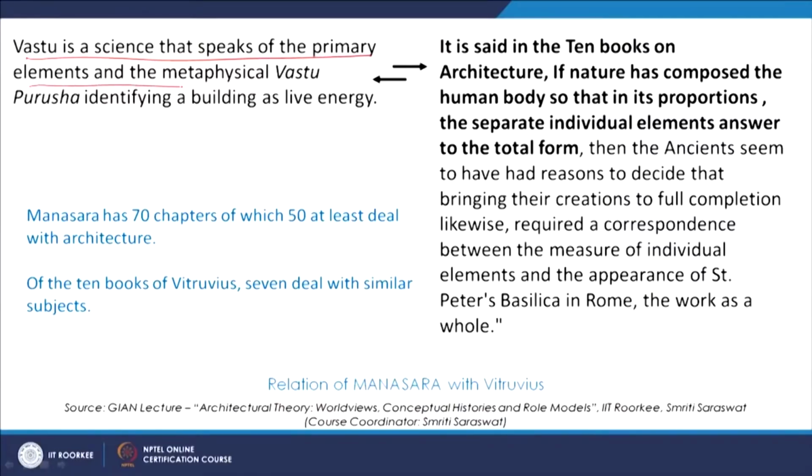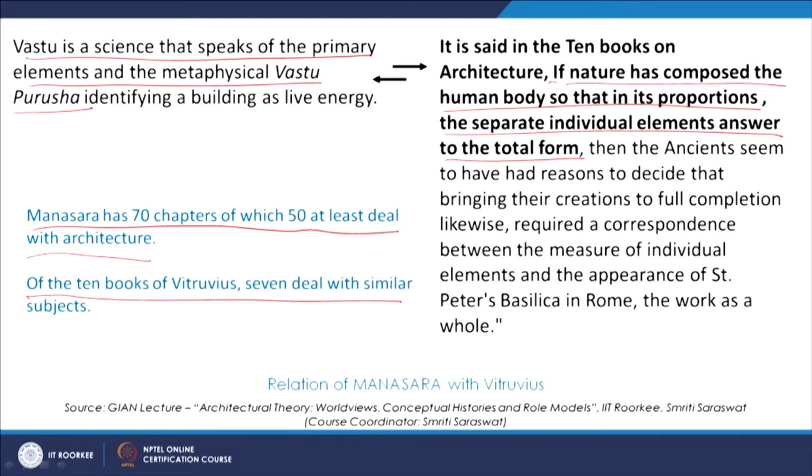So, while Vastu is a science that speaks of the primary elements and the metaphysical Vastu Purusha, the 10 books on architecture also talk about how nature has composed the human body so that in its proportions the separate individual elements answer to the total form. So, there is a sort of reference and there are similarities. Mansara has 70 chapters, out of which 50 deal with architecture. Of the 10 books of Vitruvius, 7 deal with similar subjects.